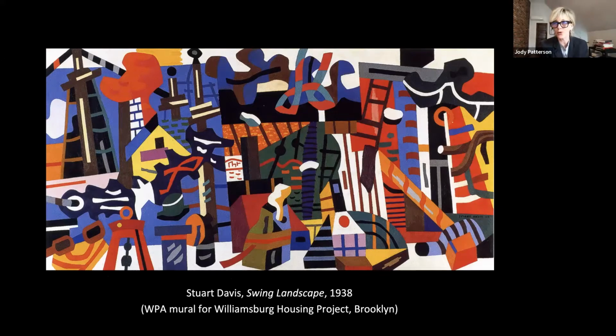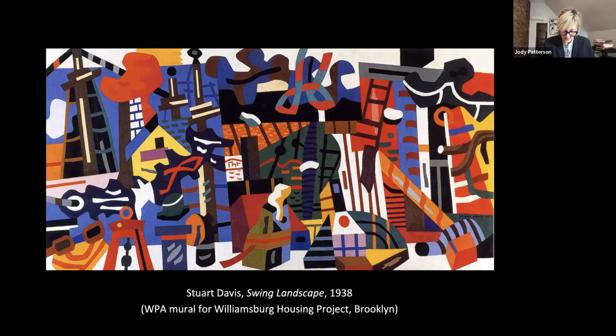So just as Davis's WNYC mural did not seek to engage music transmission over the airwaves in a straightforward or mimetic fashion, his WPA mural for the Williamsburg Housing Project similarly abstracts motifs and recombines them in a modernist idiom, just as a jazz musician riffs on a melody to create something new.